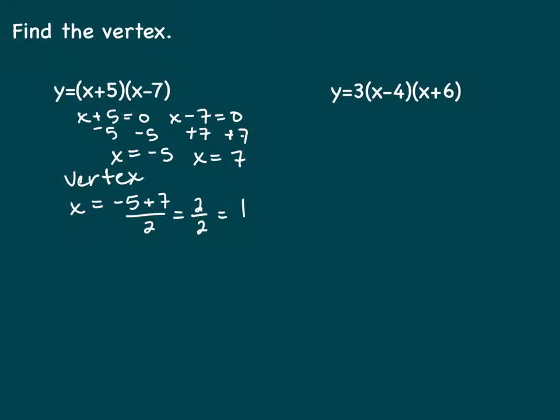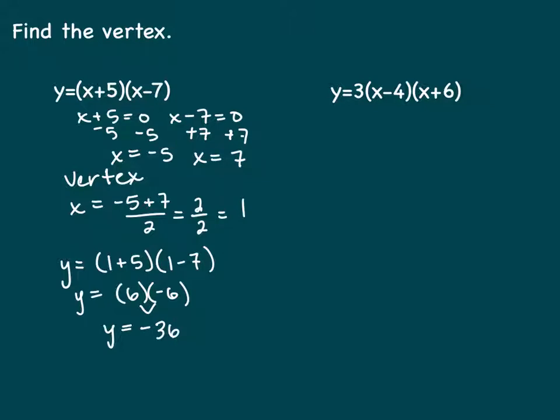All right, so then we find y. Going back to our original equation, so 1 plus 5 instead of x plus 5, and 1 minus 7 instead of x minus 7. And then we just evaluate the math. So 1 plus 5 is 6. 1 minus 7 is negative 6. Remember, we're multiplying those two because they are factors, so multiply factors to get negative 36. So the vertex on this one is the point 1, negative 36.